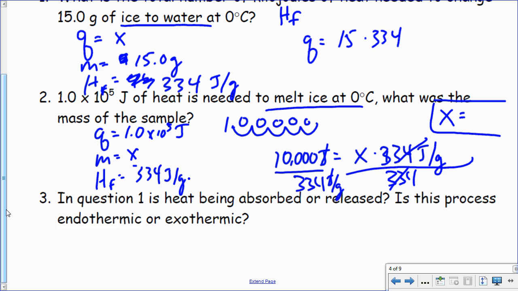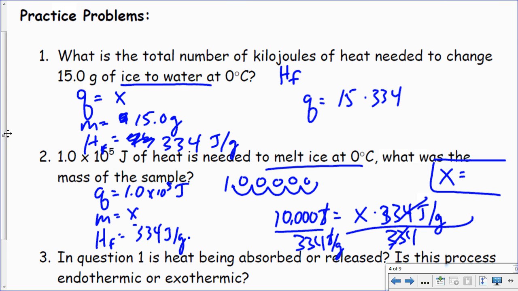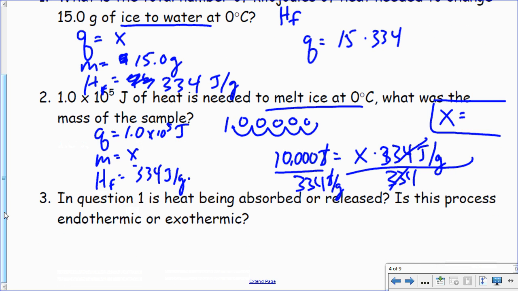Oh, wait, what does it say? It says in question 1, is heat being absorbed or released? Is this process endo or exothermic? Well, I guess I'm going to talk about it. So if I'm melting ice, is heat going into the system or leaving it? Heat is going into the system. So it's endothermic.